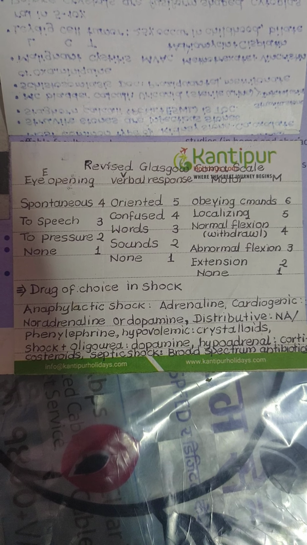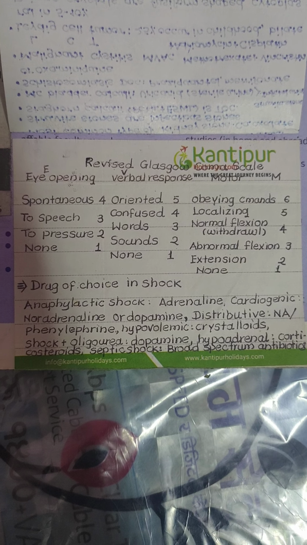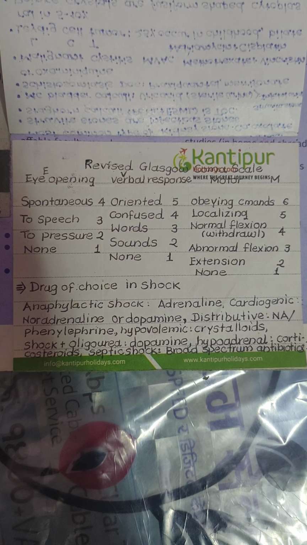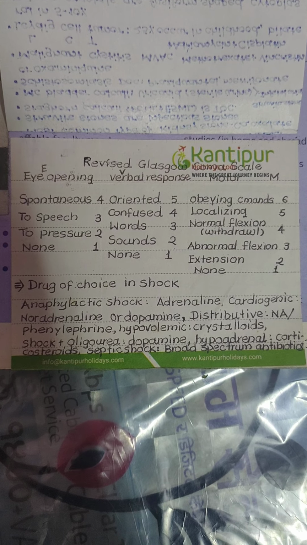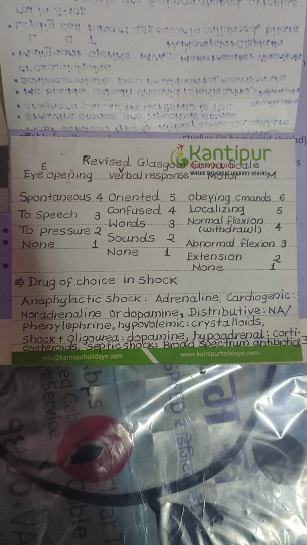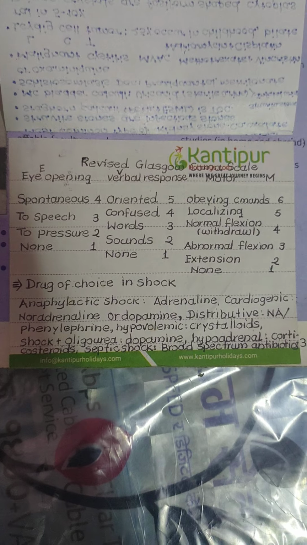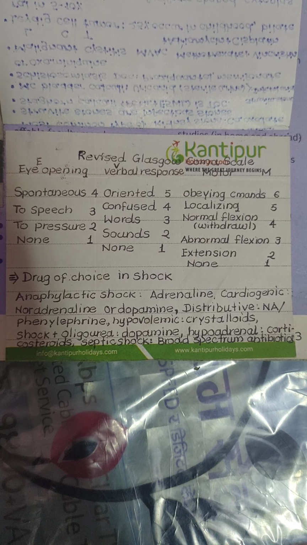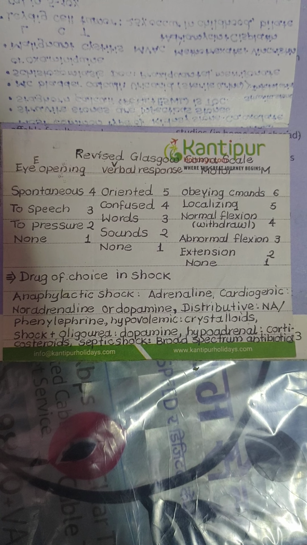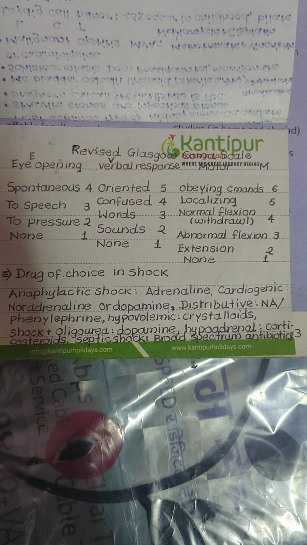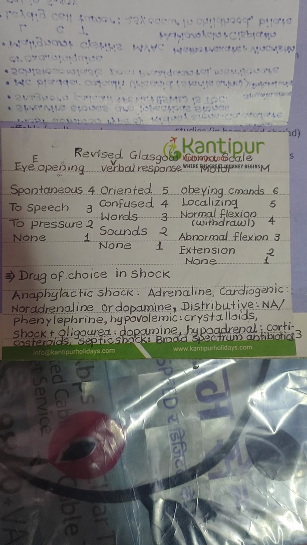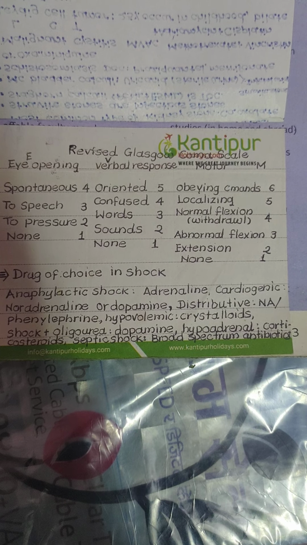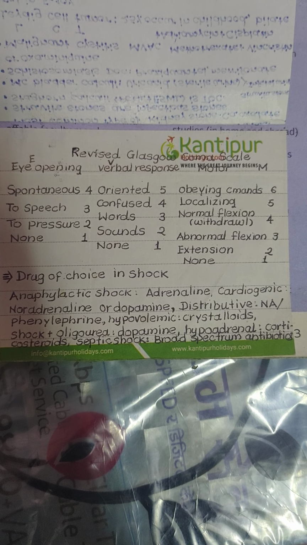Eye opening, verbal response, motor. Eye opening: spontaneous 4, to speech 3, to pressure 2, none 1. Verbal response: oriented 5, confused 4, words 3, sounds 2, none 1. Motor: obeying commands 6, localizing 5, normal flexion or withdrawal 4, abnormal flexion 3, extension 2, none 1.